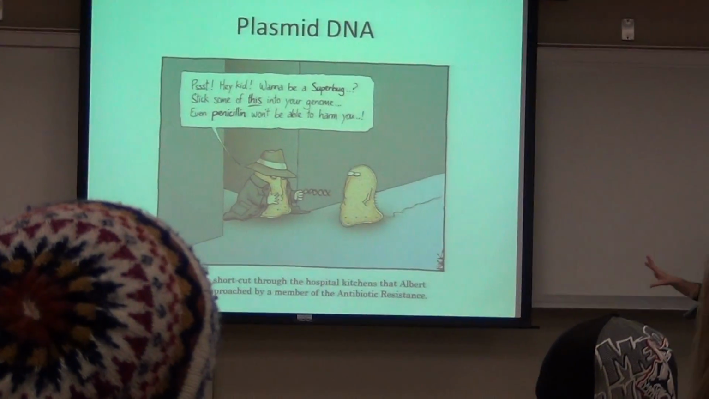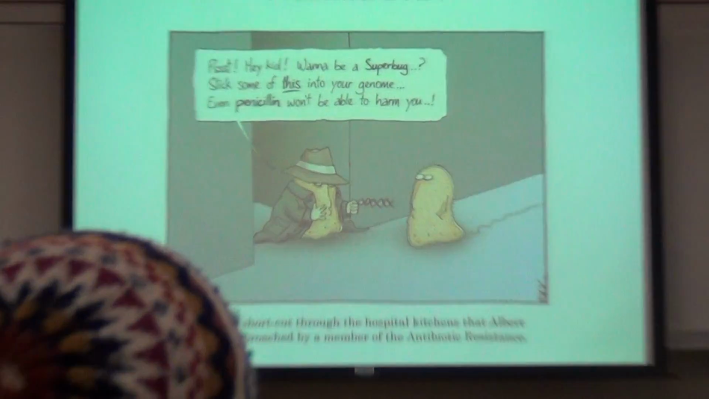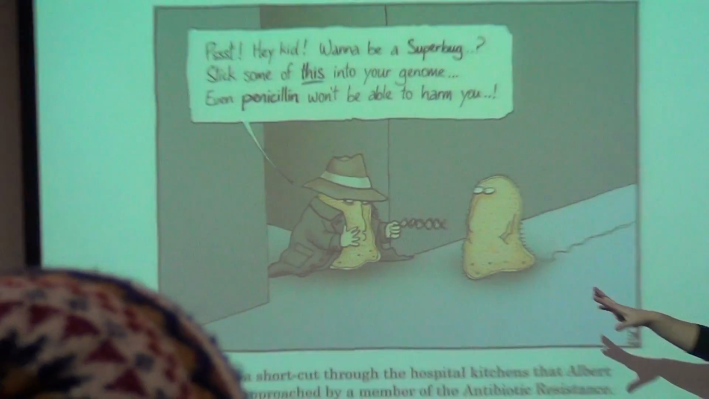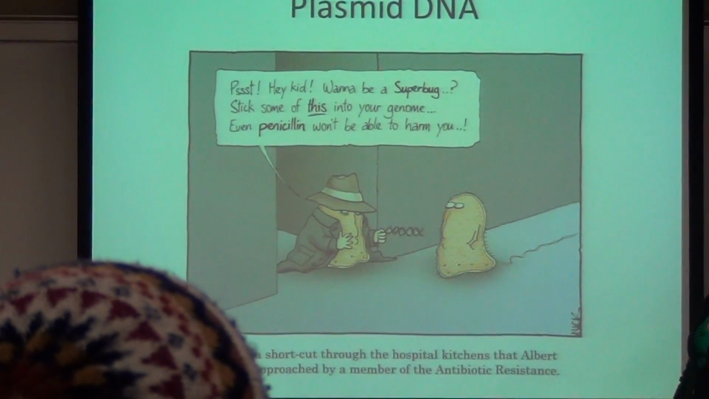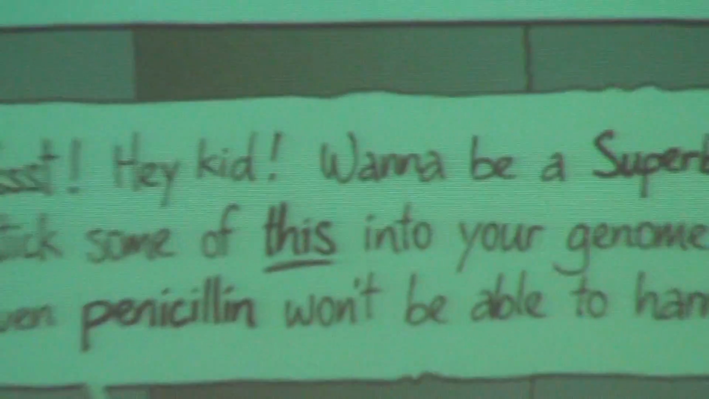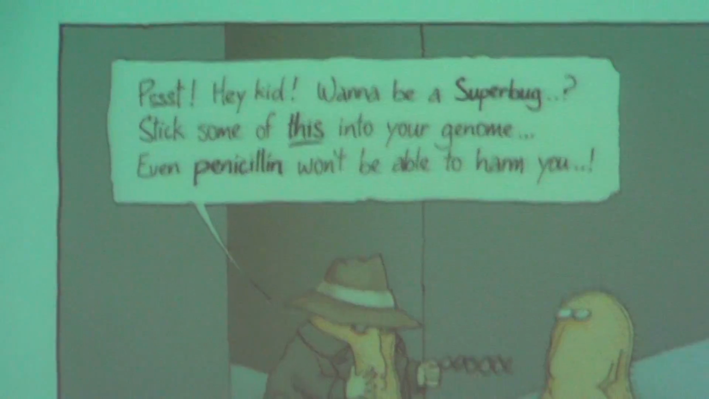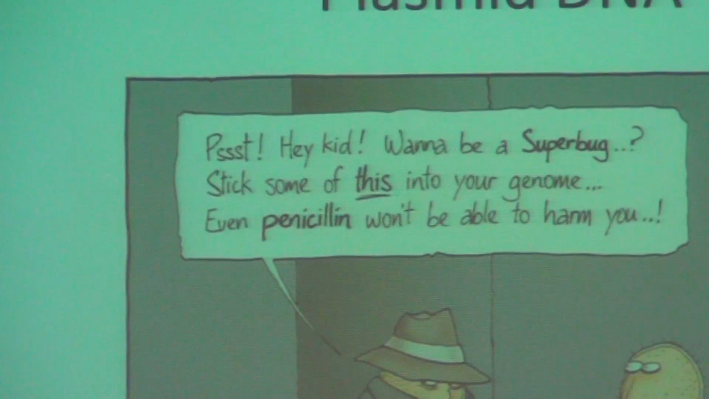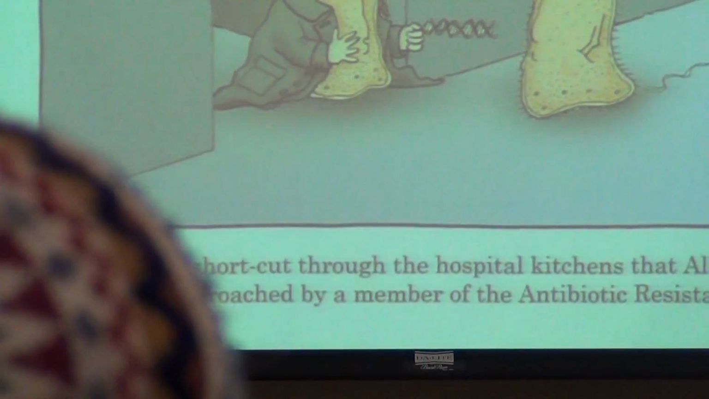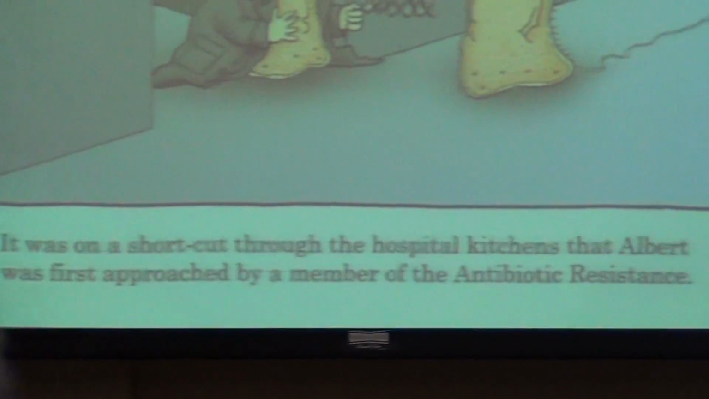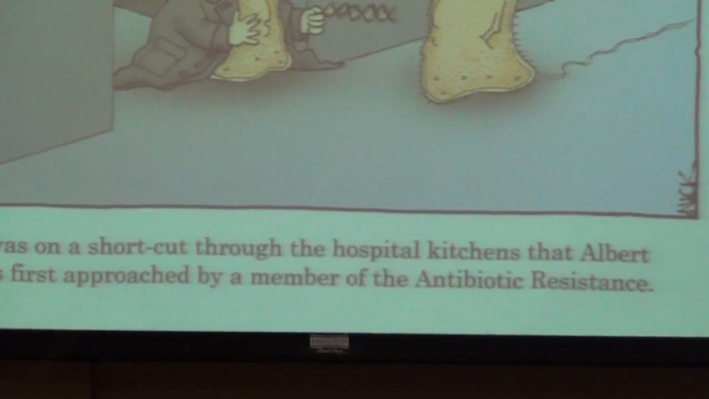This is just a cute comic I found that describes that a little better. The shady figure in the dark alley says, "Hey kid, want to be a superbug? Stick some of this into your genome. Even penicillin won't be able to harm you." And on the bottom it says, "It was on a shortcut through the hospital kitchens that Albert was first approached by a member of the antibiotic resistance."